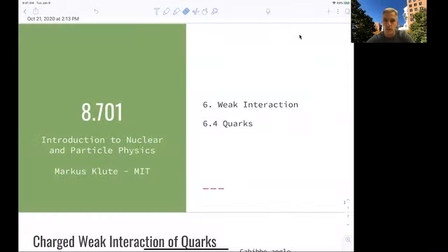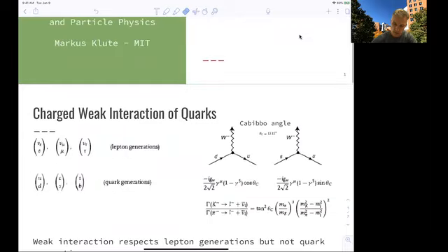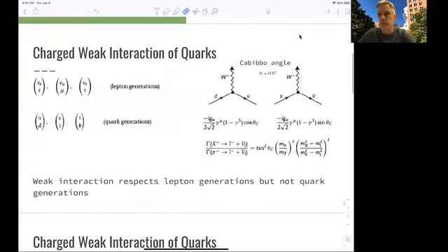Welcome back to 8701. So in this lecture, we look at the interaction of W bosons with quarks, so the charged weak interaction of quarks. Let's just make a number of observations.